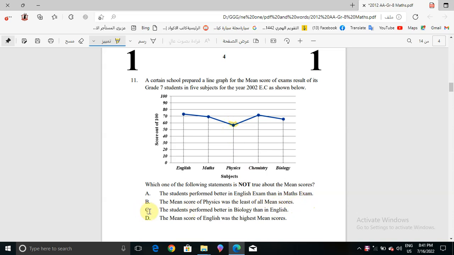Choice C says the students performed better in biology than in English. Where's biology? Here, right? And where's English? Here. Actually, no. In biology there was 65, but in English there was 71 or 72. So this one is not correct. That means choice C is the statement which is not true about the mean scores.